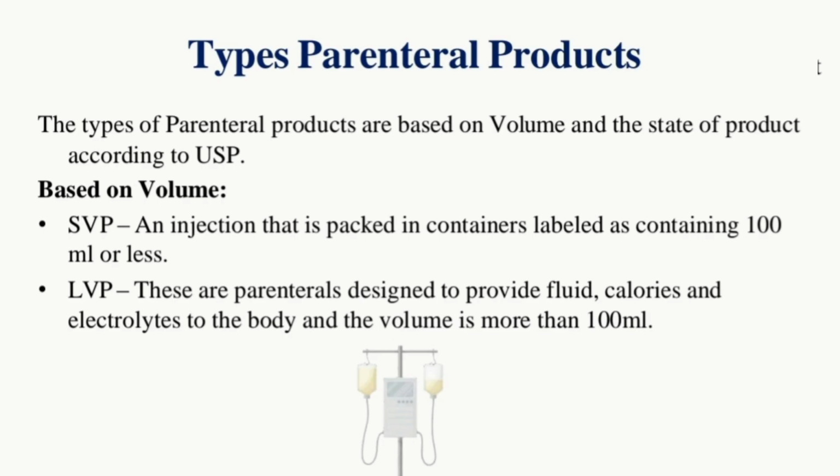Based on the volume, they are classified into two types: small volume parenterals and large volume parenterals. That is nothing but SVP and LVP. In SVP, an injection that is packed in a container is labeled as containing 100 ml or less. And large volume parenterals are designed to provide fluid, calories and electrolytes to the body, and the volume is more than 100 ml.